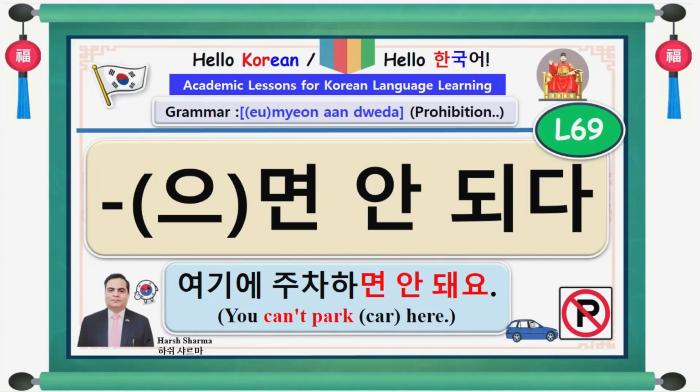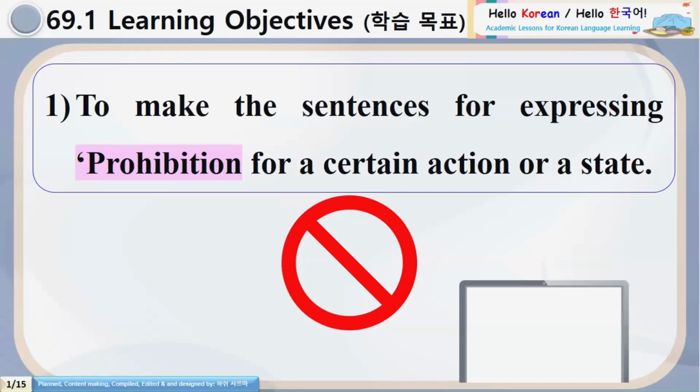As we can see on this screen, we are going to learn a grammar that is eu-myeon andweda. Coming to the learning objectives, in this lesson we are going to learn how to make sentences for expressing prohibition, prohibition for a certain action or a state.